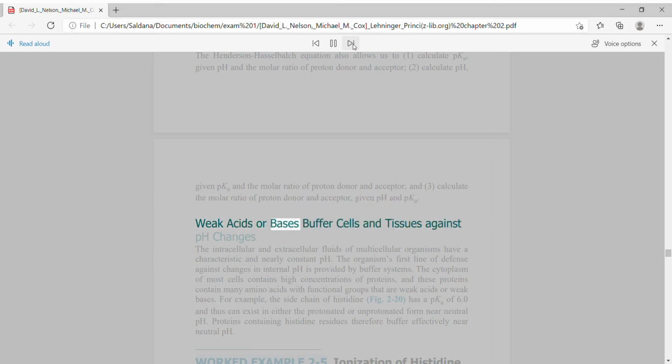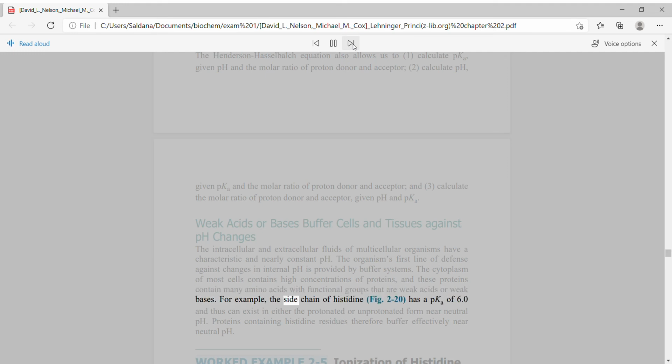Weak acids or bases buffer cells and tissues against pH changes. The intracellular and extracellular fluids of multicellular organisms have a characteristic and nearly constant pH. The organism's first line of defense against changes in internal pH is provided by buffer systems. The cytoplasm of most cells contains high concentrations of proteins, and these proteins contain many amino acids with functional groups that are weak acids or weak bases.